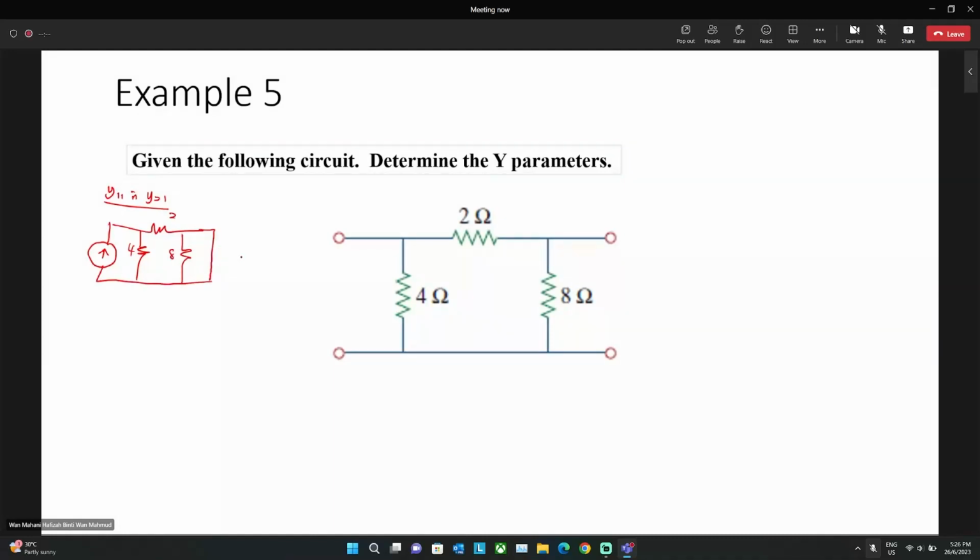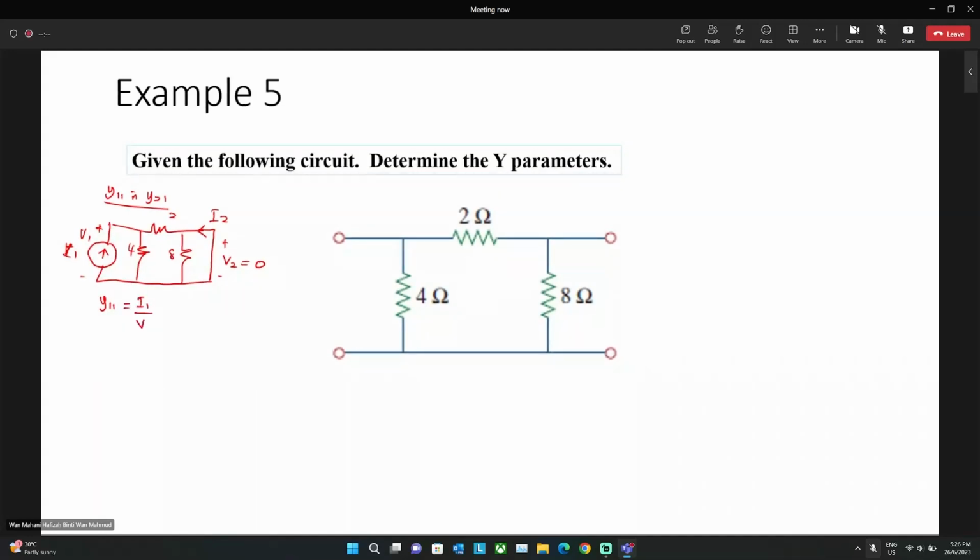Output port short circuit, sebab kita nak V2 dia kosong. Okay, this is V1, ini I1. And plus minus over here is V1. Okay, and current over here is I2. Right? So, daripada sini baru kita cari connection dia. So, start one by one.